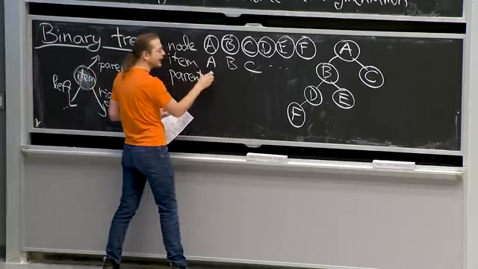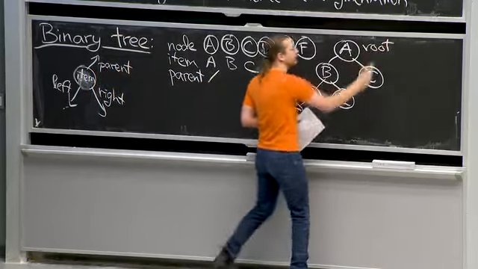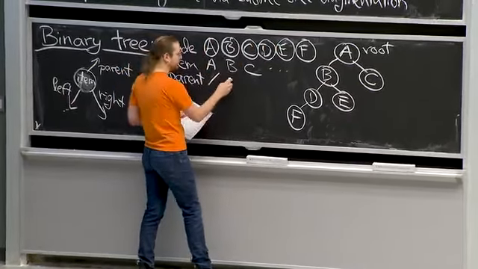Okay, the parent of A is nothing. So we call A the root node. There's going to be a unique node that has no parent. It's sad to have no parents, but there you go.